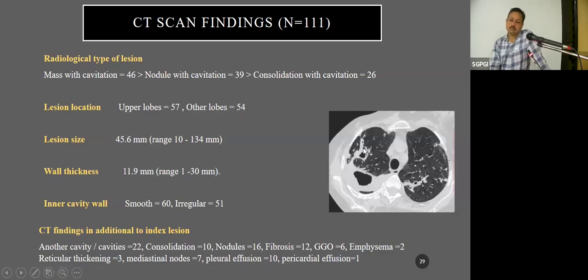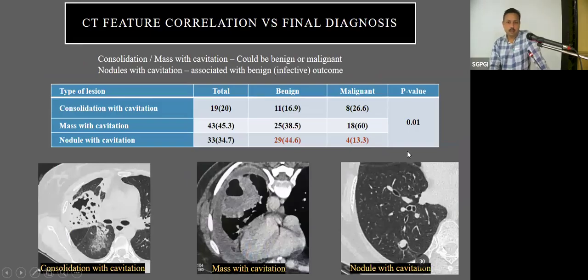Like in this example, we have a large cavity lesion and there is another cavity, and there are some nodules in the other lung. So this is how most of the patients presented to us. Now coming to the correlation of the CT features with that of the final diagnosis. So we had these 3 types of cases.